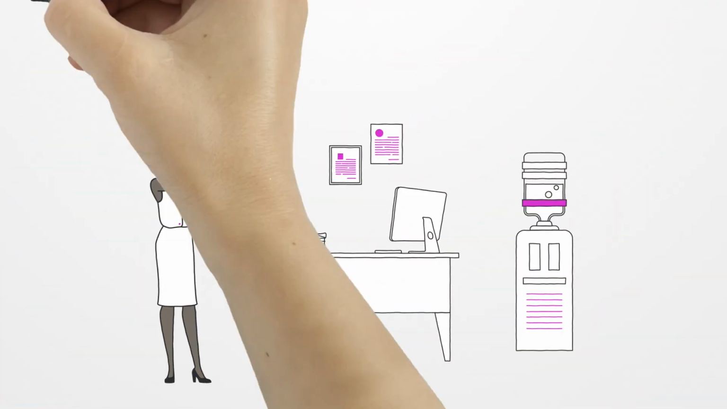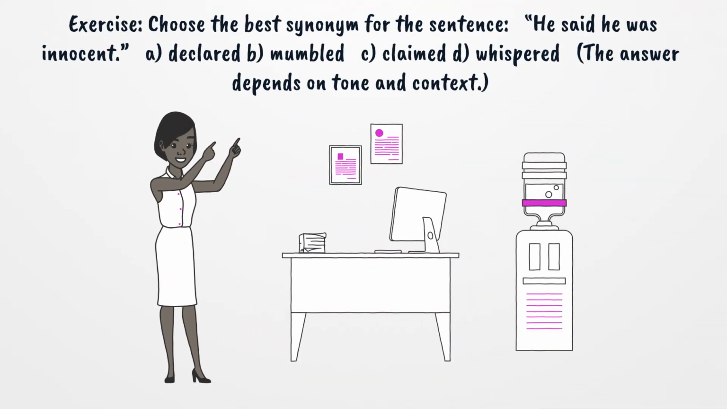Exercise. Choose the best synonym for the sentence. He said he was innocent. A, declared. B, mumbled. C, claimed. D, whispered. The answer depends on tone and context.